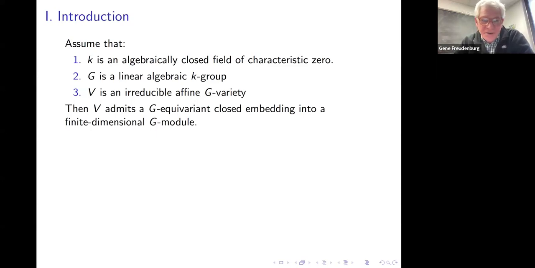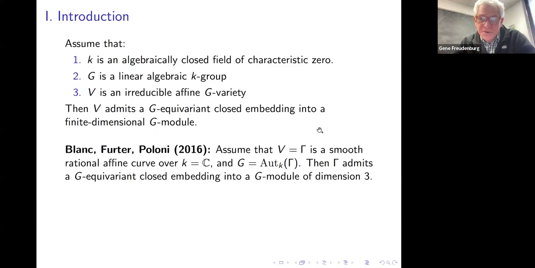Good. Okay, so that's the setup. I'll refer to a result of Blanc, Furter and Polanyi, assuming that we take gamma to be a smooth rational affine curve over C, and G is its automorphism group. Then gamma admits a G-equivariant closed embedding into a G module of dimension 3. So that's an example.